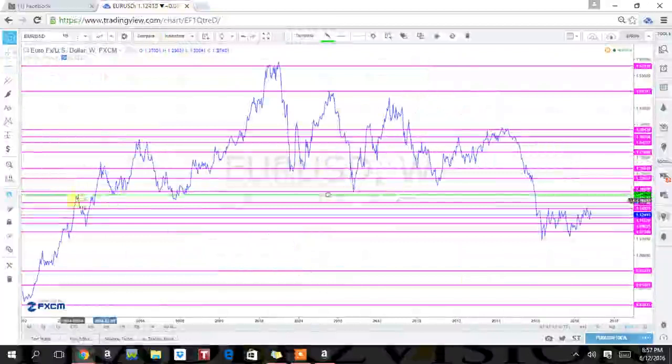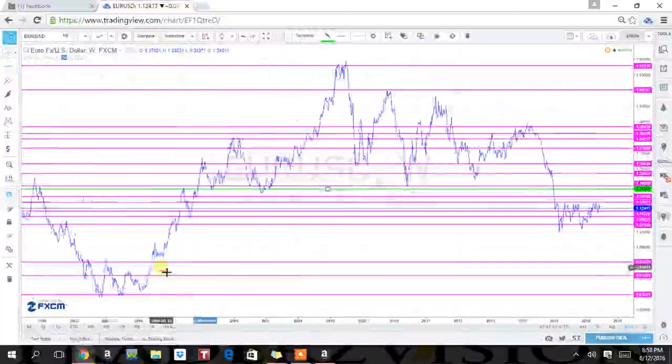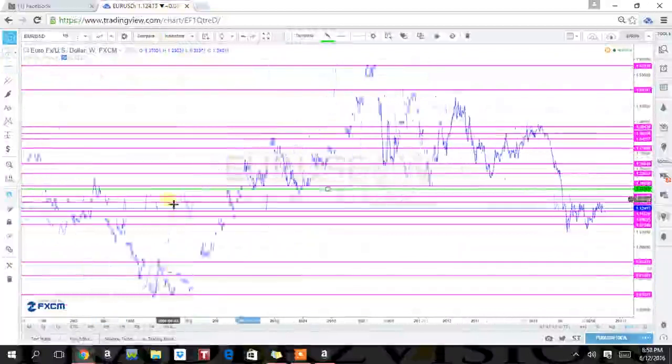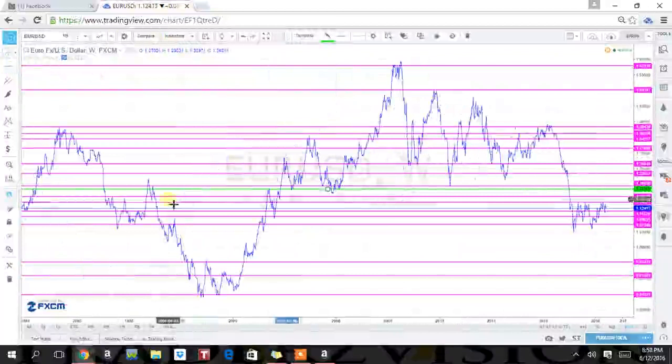So right here, there's some kind of support resistance. See, it hit it right here, right here, right here, and right here. So we'll leave that one. There's another one right there.